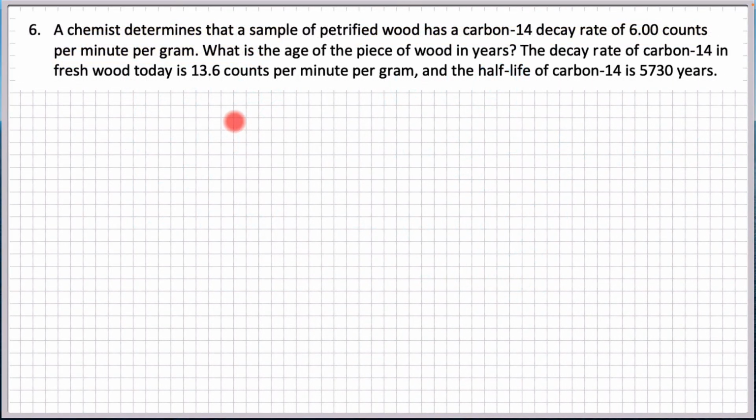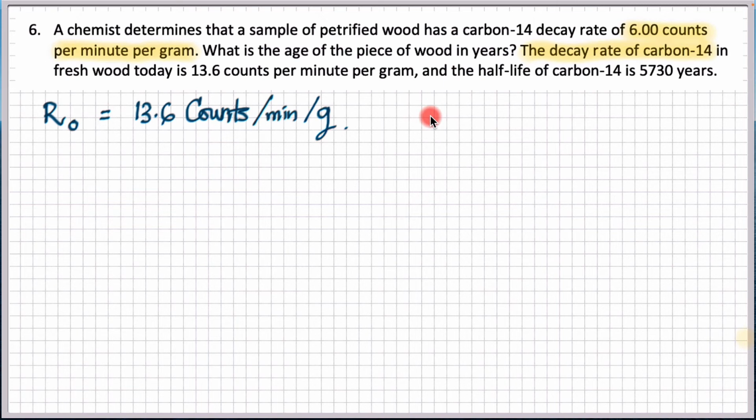Here is a slightly more challenging problem. Let's go through it and analyze it, and let's try and solve it. So this time we've got a chemist who determines that a sample of petrified wood has a carbon-14 decay rate. So we're told now that the rate is 6 counts per minute for every gram. And the question asks us to find the age of the piece of wood in years, given the decay rate of carbon in fresh wood today is 13.6 counts per minute per gram, and the half-life of the carbon is 5,730 years.